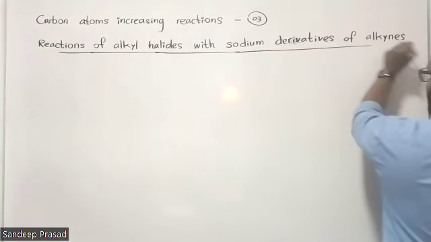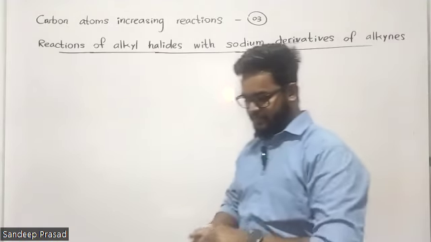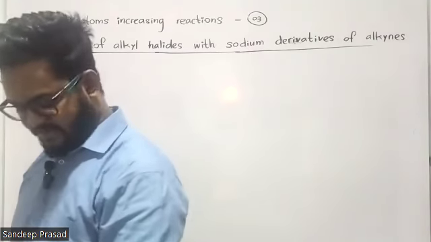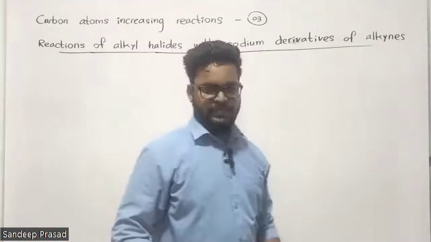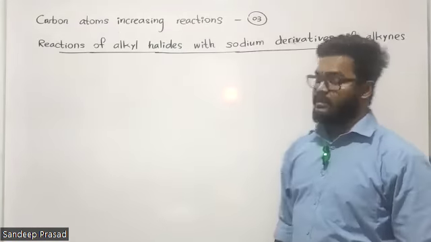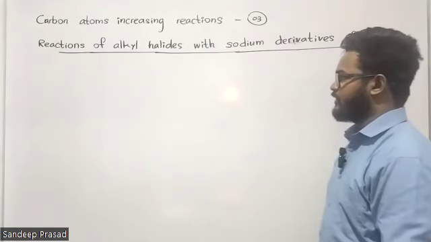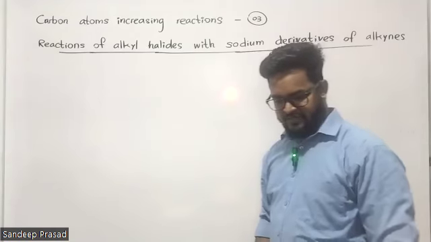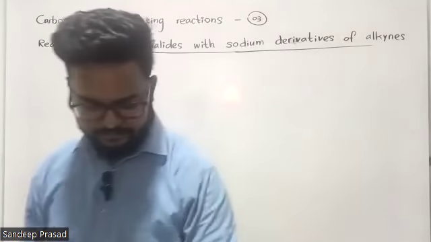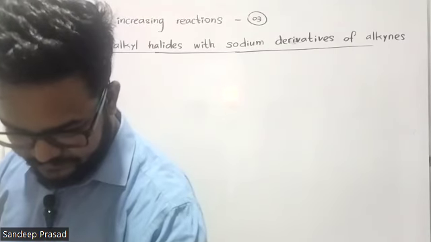Sometimes by looking at the heading, you won't be able to understand what exactly they have given here. But if I give you the reaction, you will understand that very clearly. So what is the reaction type that they have given? The reactions of alkyl halide with sodium derivatives of alkynes, right? Remember, students, the thing that you have to understand here is alkyl halides are reacting with sodium derivatives.